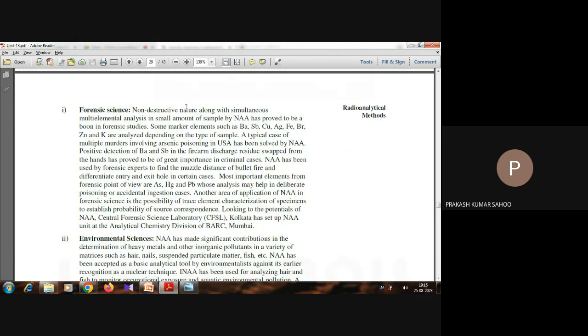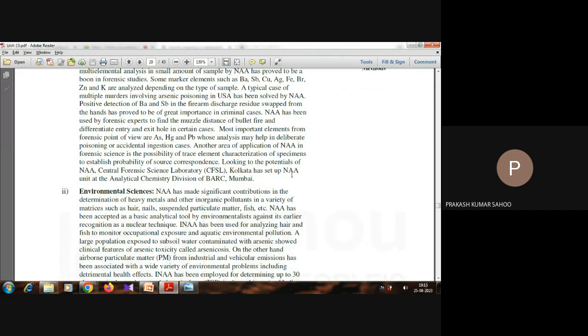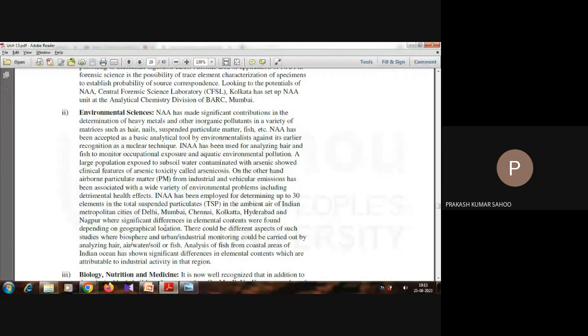Then forensic science, it is used. We have it in CFSL, that is Central Forensic Science Lab, Kolkata, and in Analytical Chemistry Division, BARC. This NAA technique is used for the determination of elements like barium, antimony, copper. These things are there. Then environmental studies is also there.